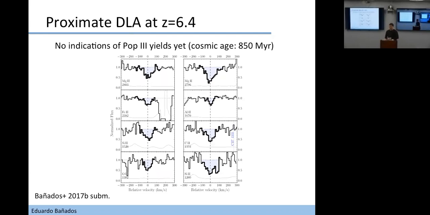in this one object. So what is clear from this is that at redshift 6, 6.5, we are not seeing the predicted IGM damping wing. We still don't see Population III yields. So maybe we need to go to just higher redshift.